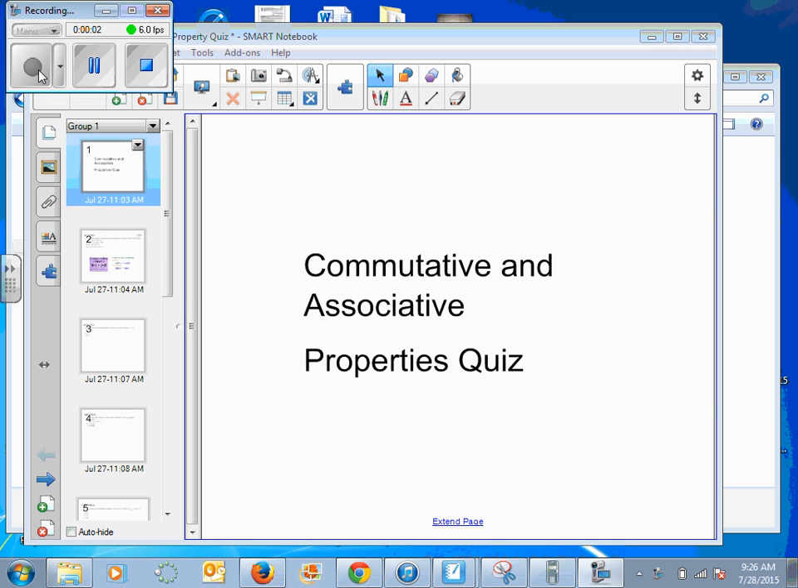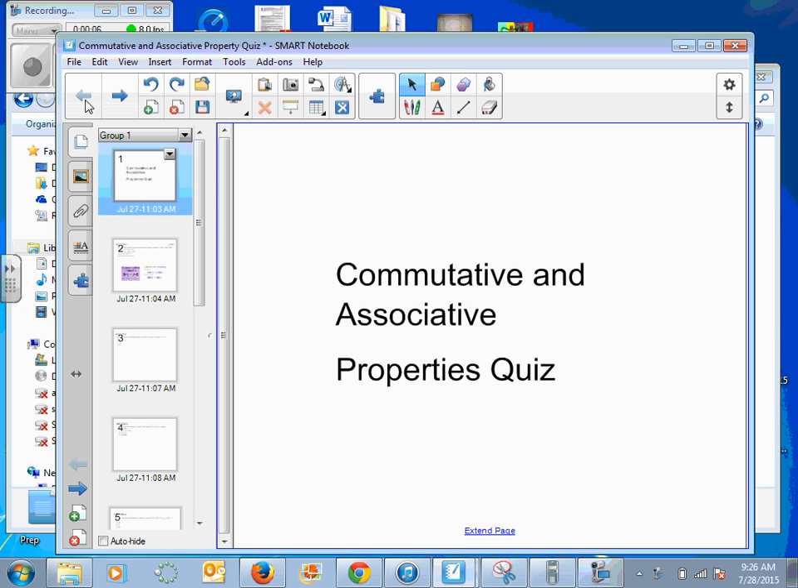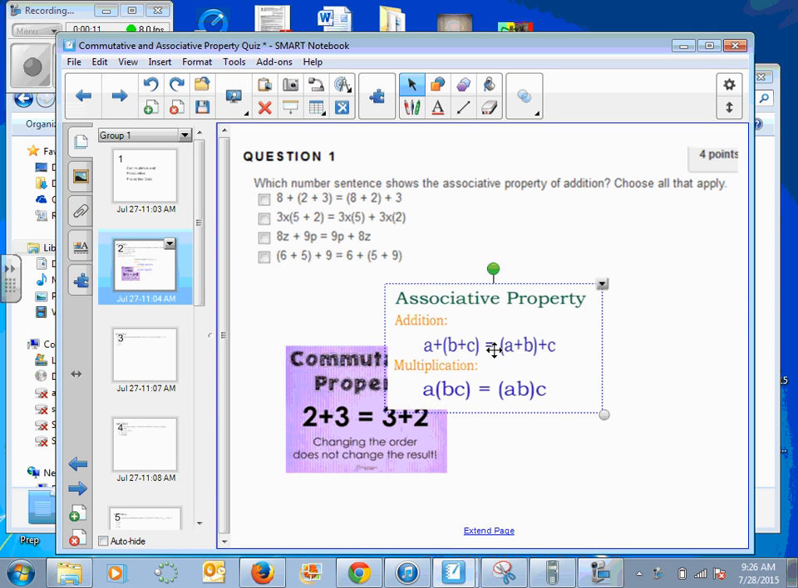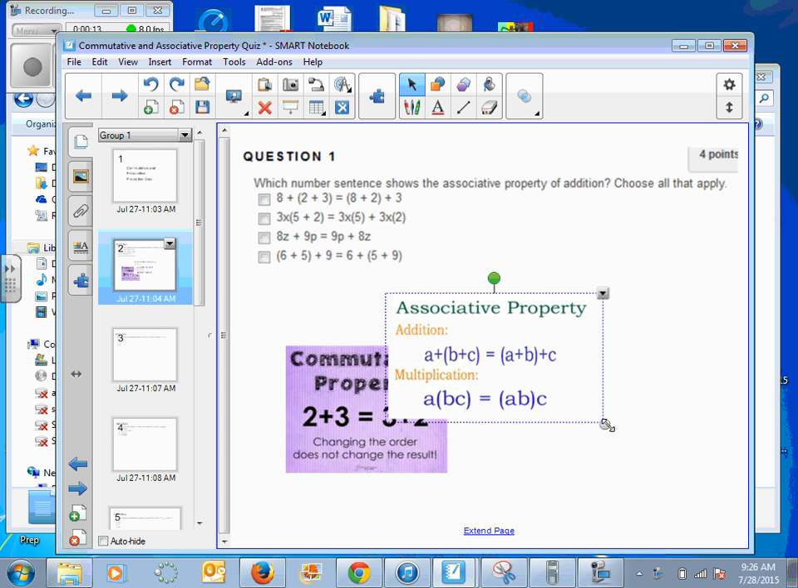Okay, so here are some questions from the commutative and associative properties quiz. Before we start, just a quick review of the two properties.